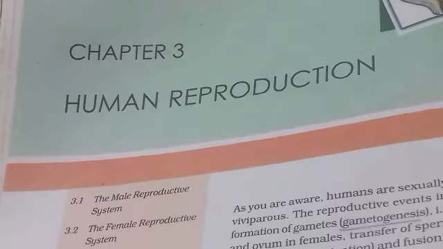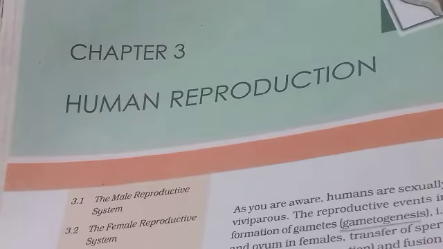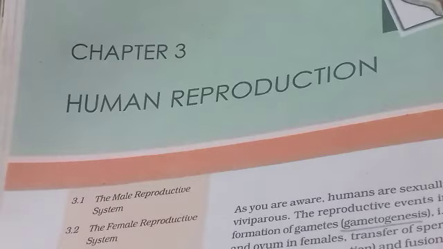First of all, we will start with the male reproductive system. The male reproductive system consists of a pair of testes, accessory ducts, glands and external genitalia. The testes are located outside the abdominal cavity within a pouch that is known as the scrotum. The function of the scrotum is to maintain a lower temperature, 2 to 3 degrees Celsius lower than the normal internal body temperature. It is necessary for spermatogenesis.